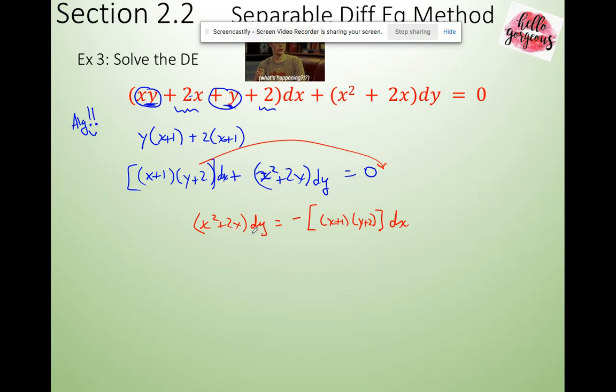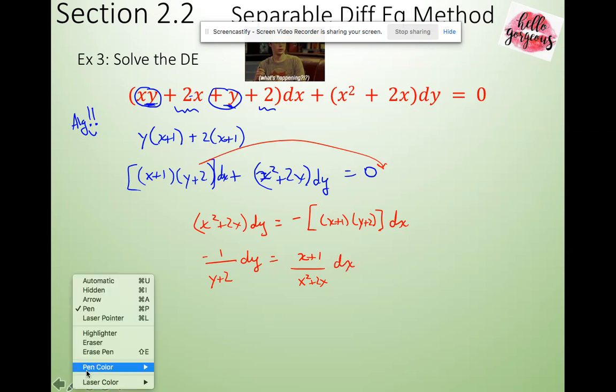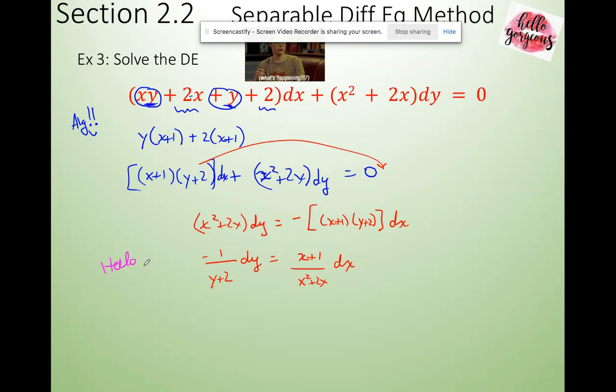So I want my y's over here and my x's over here, but everything's multiplying. So I can just divide by y plus 2, and even maybe the negative. And then over here, I'm going to have x plus 1 over x squared plus 2x. And now, yes. Hello, separable.